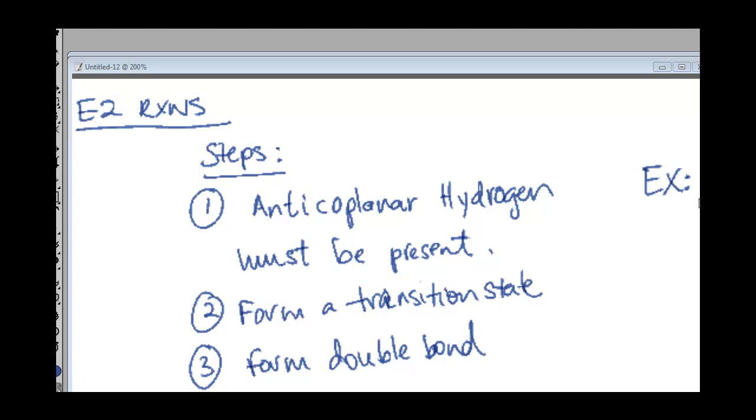Today we're going to be looking at E2 reactions. How do we know it's an E2 reaction? Well, we need a strong attacker like RO-, the alkoxide ion, and either the substrate needs to be big, the electrophile needs to be big and bulky, or the attacker, the base, needs to be big and bulky.